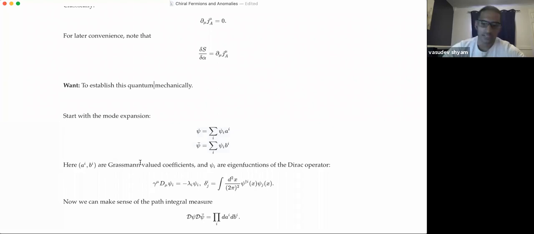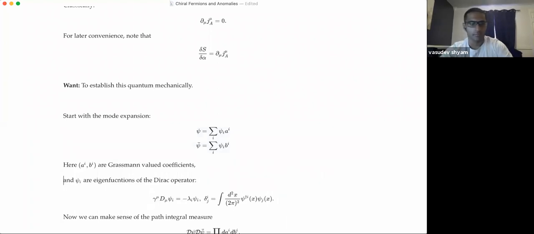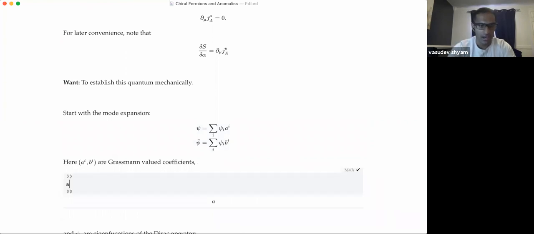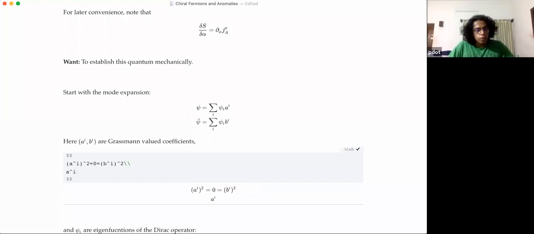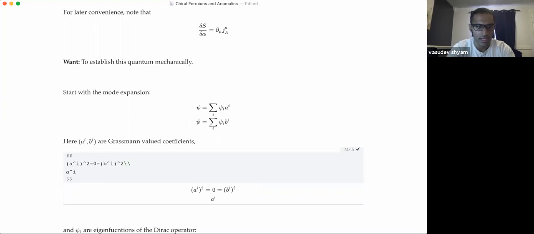So what do I mean by Grassmann-valued coefficients? I mean that A_i squares to 0, and so does B_i, for any i. And they anti-commute among each other. So if i and j are different, then A_i A_j equals minus A_j A_i, and the same for B.